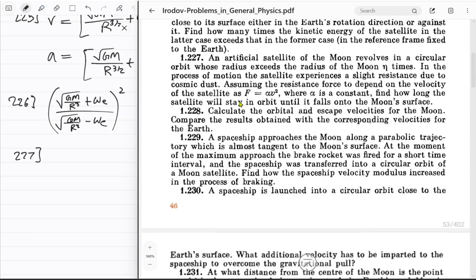An artificial satellite of the moon revolves in a circular orbit whose radius exceeds the radius of the moon this many times. In the process of motion, the satellite experiences a slight resistance due to cosmic dust. Assuming that the resistance force depends on the velocity of the satellite as F equals alpha v squared, where alpha is a constant, find how long the satellite will stay in orbit until it falls onto the moon's surface. Once again, it's that kind of question. This is bad, but you have to do it.